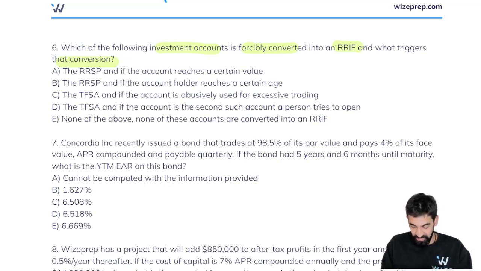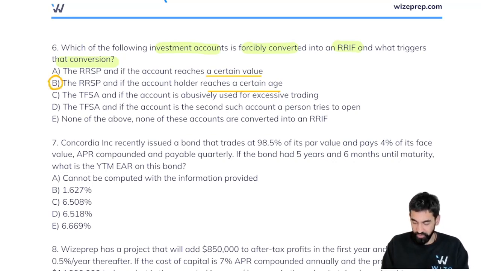So both A and B say RRSP, but A says if the account reaches a certain value. No, it's not if it reaches a certain value. It's not like, oh, once it hits $1 million, now you have to convert it. It's once you reach a certain age. At that point, like 65 or 67, whatever it is, then you have to convert it. So B is the correct answer.